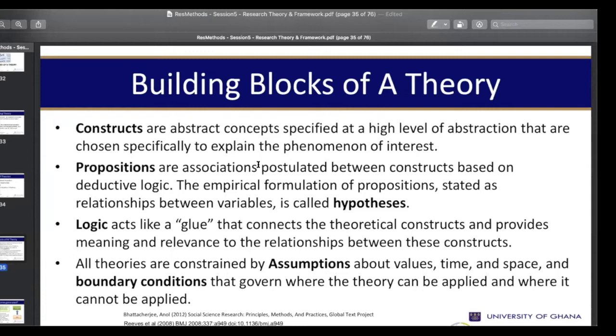Now, every theory has got its assumptions about values, time and space, and has got its boundary conditions, where it can be applied and where it cannot be applied. You should be very careful. For example, when you say that you are using L times B, you are actually assuming that the thing you are looking at has a longer side called L, and that L is a perfect straight line. And there's another one called width, or B, breadth. That is also a perfect straight line. So if you multiply L times B, you get what? The area of a rectangle. That's the assumption you are taking.